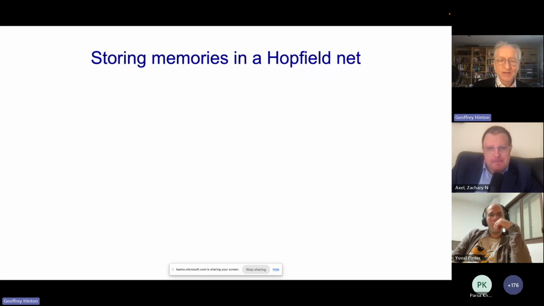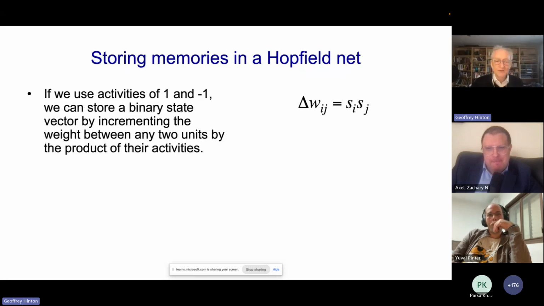The way you store memories in a Hopfield net depends on whether the units have states of 1 and -1. I'll often say units instead of neurons. States of 1 and -1, or states of 1 and 0. If they have states of 1 and -1, the storage rule is very easy. You just change the weight by the product of the activities of those 2 neurons in the memory. So if they've got opposite states, you reduce the weight, and if they've got the same state, you increase the weight. That seems like a sensible thing to do, and that'll make a Hopfield memory that works.